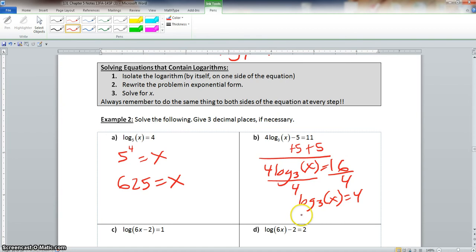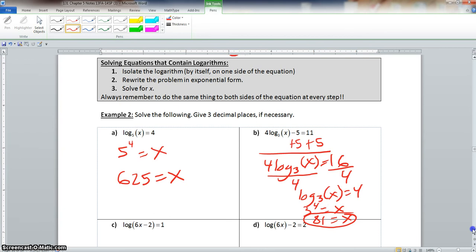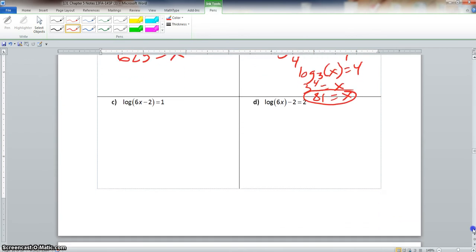Now we could rewrite this as an exponent. We have 3 to the 4th power is equal to x, and we know 3 to the 4th power is 81. So 81 equals x, and that is the answer for b. Now we go here to c.